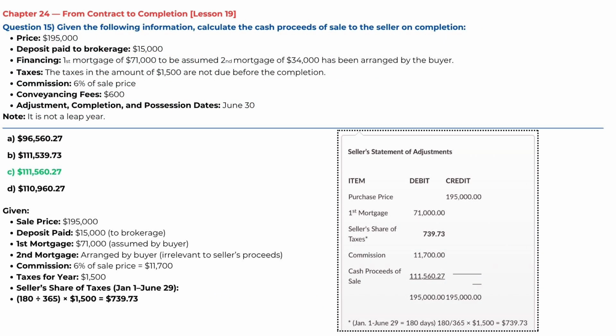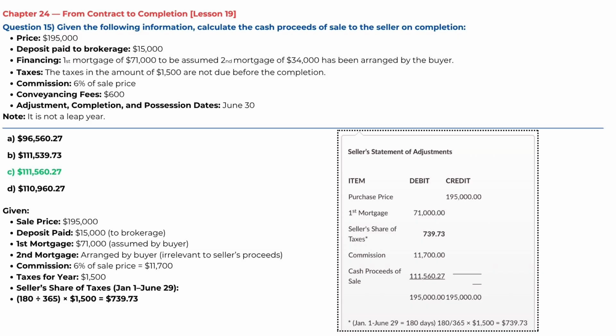Question 15. Given the following information, calculate the cash proceeds of sale to the seller on completion. Price, $195,000. Deposit paid to brokerage, $15,000. Financing, first mortgage of $71,000 to be assumed. Second mortgage of $34,000 has been arranged by the buyer. Taxes, the taxes in the amount of $1,500 are not due before the completion. Commission, 6% of sale price. Conveyancing fees, $600. Adjustment, completion, and possession dates, June 30. Note, it is not a leap year.